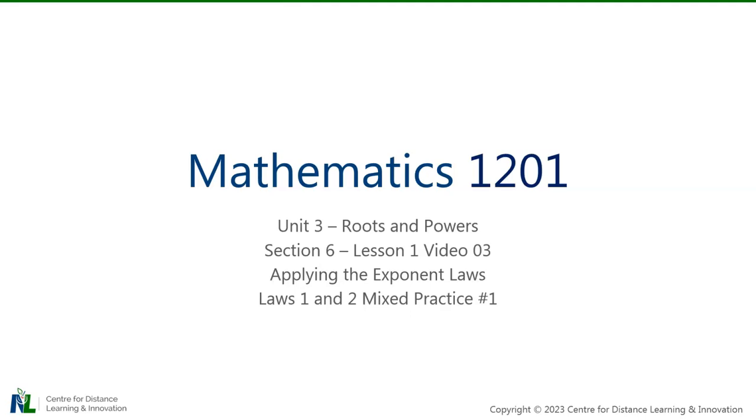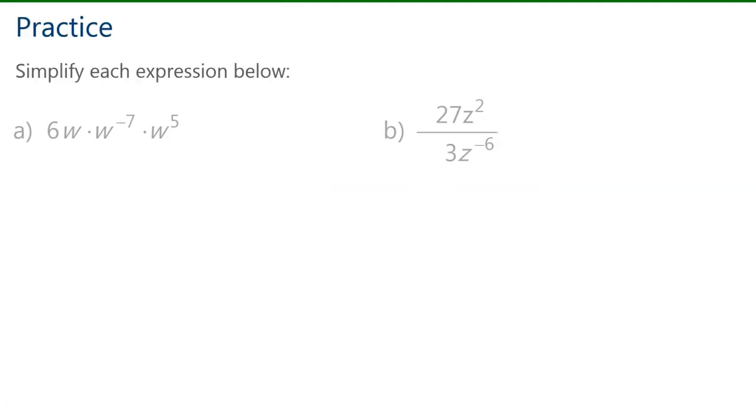In this video, we will be doing some mixed practice with the product of powers rule and the quotient of powers rule. Simplify each expression below. In A, we have 6w times w to the negative 7 times w to the 5.